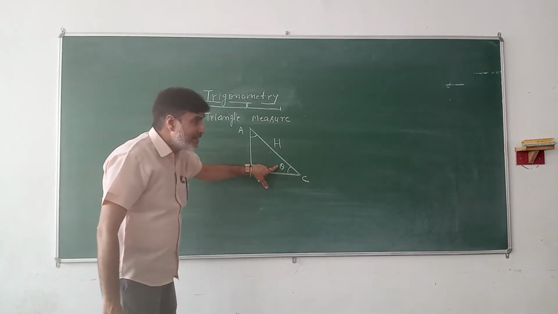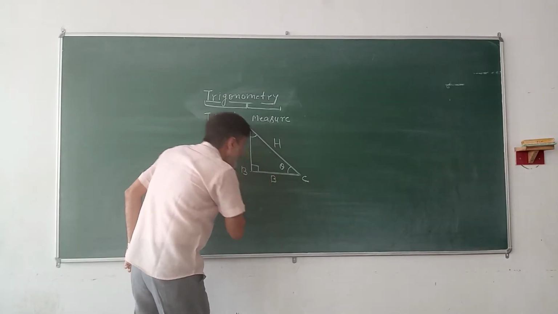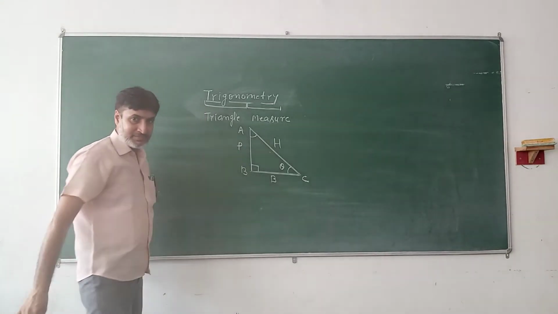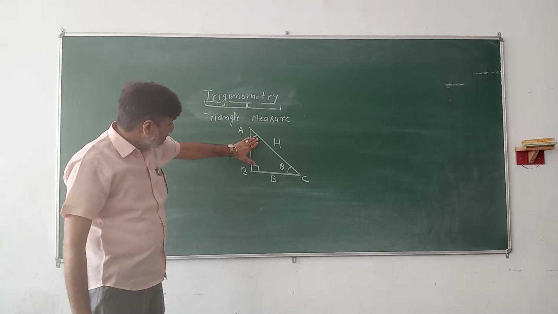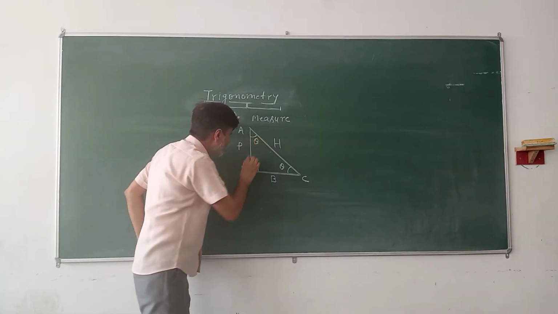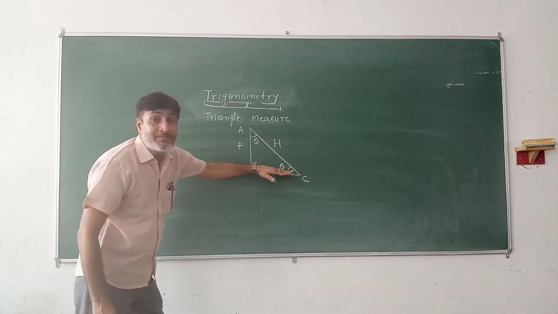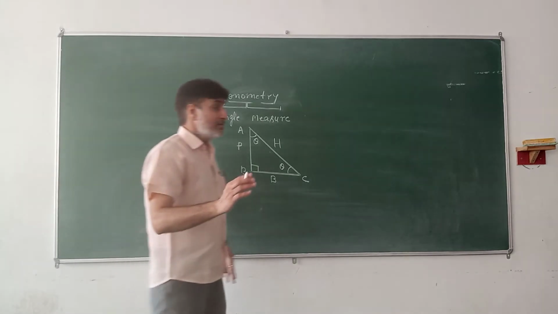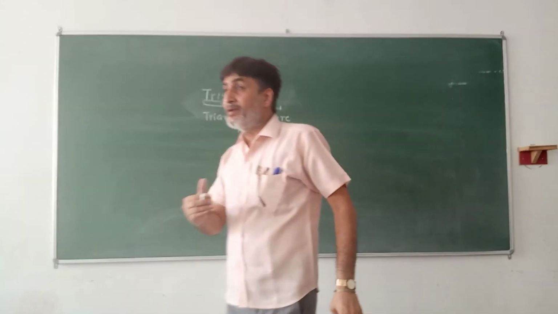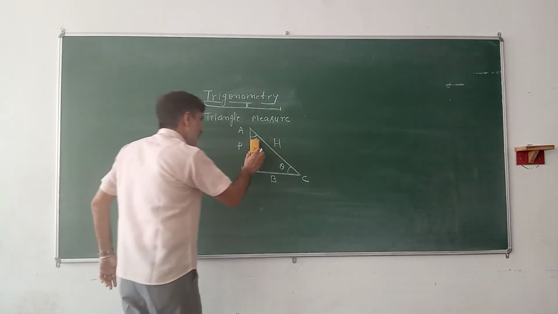For this angle theta, this side BC becomes base, and this side AB becomes perpendicular. If we assume the angle at vertex A as theta, then for this angle this side AB becomes base and BC becomes perpendicular. It means base and perpendicular of a right triangle may be interchanged according to the assumed angle.